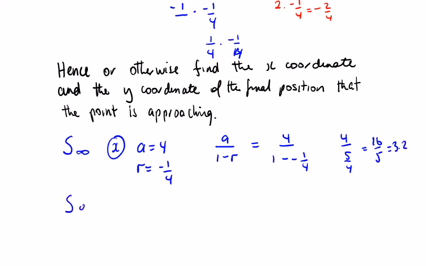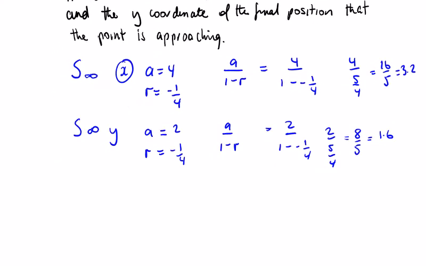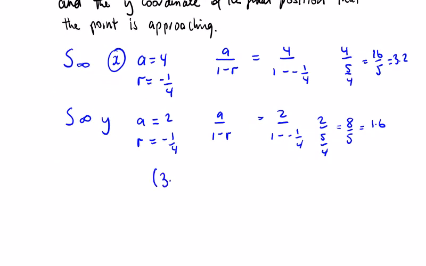For the sum to infinity of y, the first movement for y was a 2, and again the ratio is minus 1 over 4. So a over 1 minus r is 2 over 1 minus minus 1 over 4, which is 2 over 5 over 4, which is going to be 4 times 2, 8 over 5, which is 1 and 3/5, 1.6. So the final position that it's approaching is 3.2, 1.6.